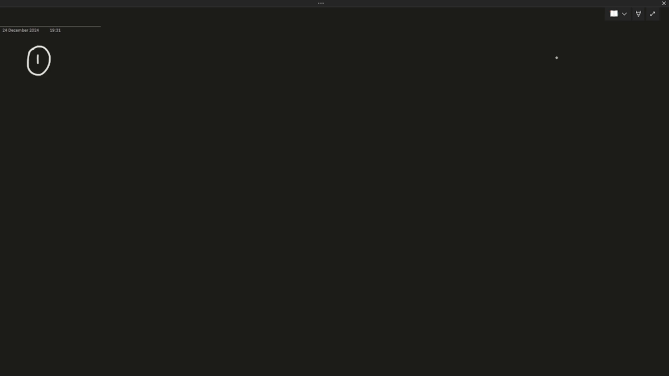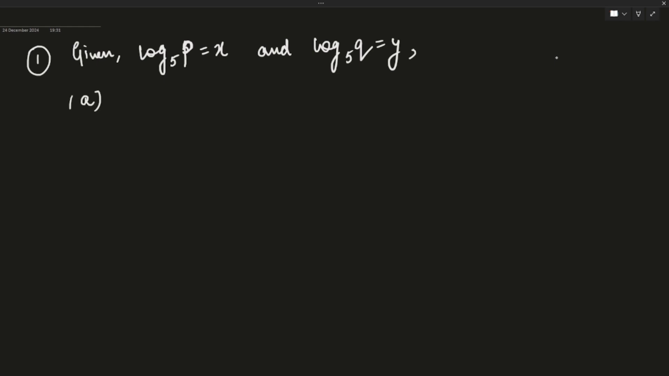The question is, you are given that log of p to the base 5 is equal to x, and log of q to the base 5 is equal to y. You are just given this information and you have to express some algebraic expressions in terms of x and y. You have an expression log of p to the base 5 plus log of q cubed to the base 5. You have to express this expression in the form of x and y.